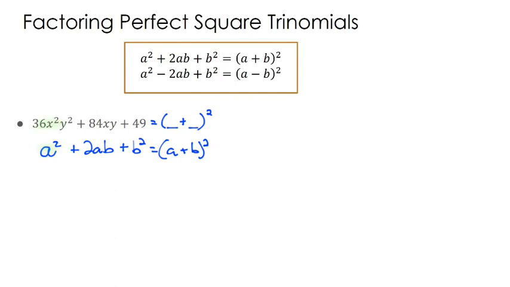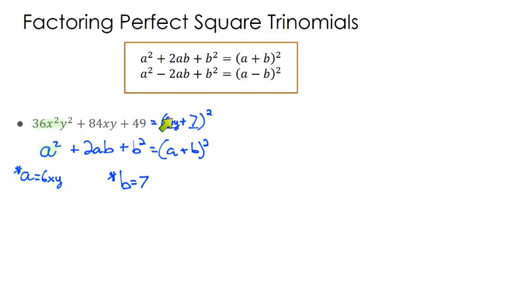So I'm going to look at this term first and say, okay, some a value squared gives us 36x squared y squared. And that would mean that some a value times itself gives us 36x squared y squared. Well, 6 times 6 is 36, x times x is x squared, and y times y is y squared. So that's going to be our a value. That's going to be the first term in our factored form. And then let's come over and do it for the b value. The b value is actually a lot easier. What number squared equals 49? Well, that's an easy 7.